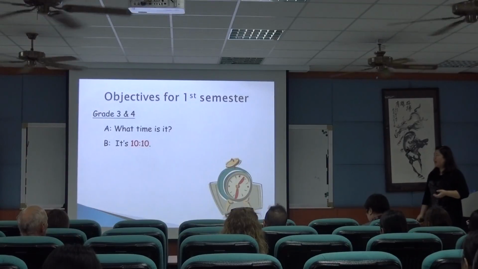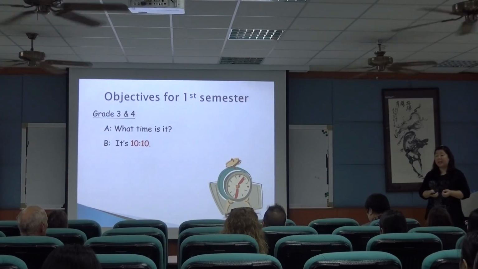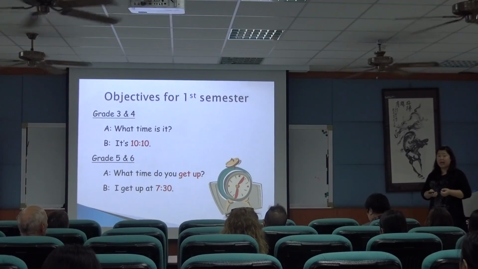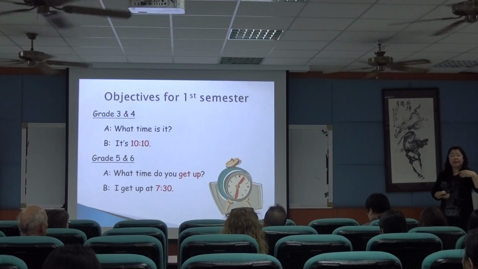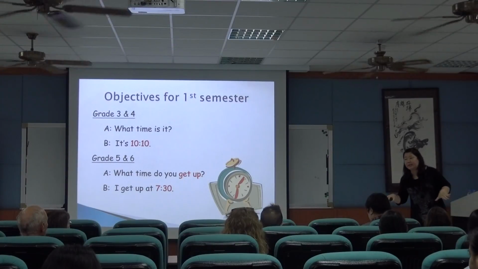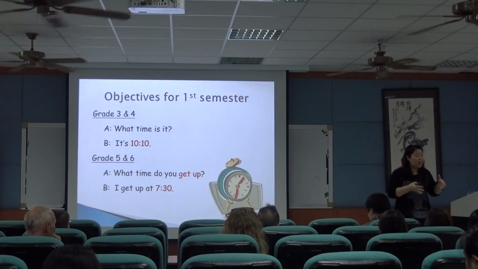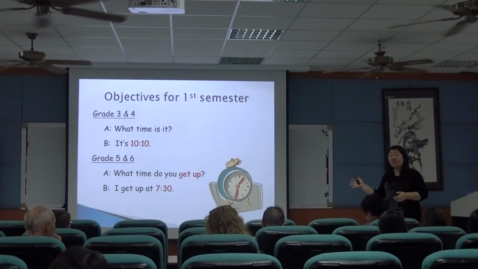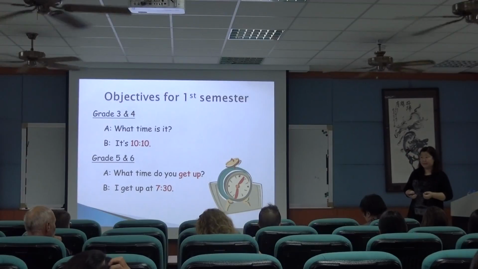Or, if it's a sentence pattern, for grade 3 and 4, we teach what time is it? We teach them the numbers, the clocks. However, for grade 5 and 6, we will do what time do you get up? Then we will talk about the daily activities. Because this is the first year, they haven't learned, they might not have the chance to learn the time yet. But for the grade 3 and 4 students, when they go to grade 5 and 6, they will have a second chance to review the time and also learn new activities in their daily lives.